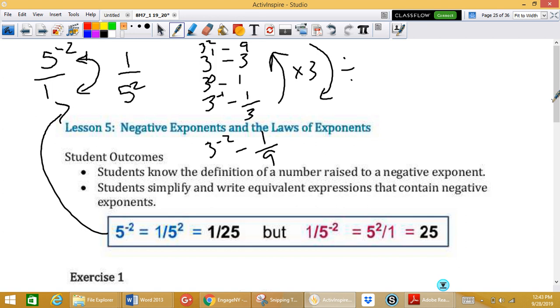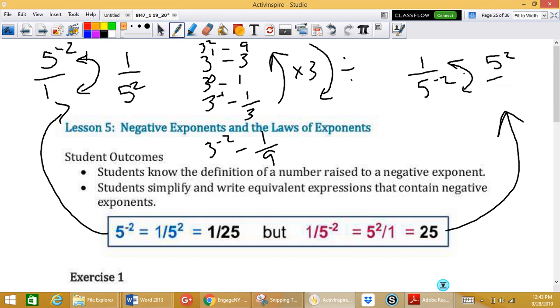So if you have a negative exponent, you just flip it over. So for this one, where the negative is on the bottom, you will have 1 over 5 to the negative second. You just flip it around to make the exponent positive. So it would be 5 squared over 1, which is just 5 squared.